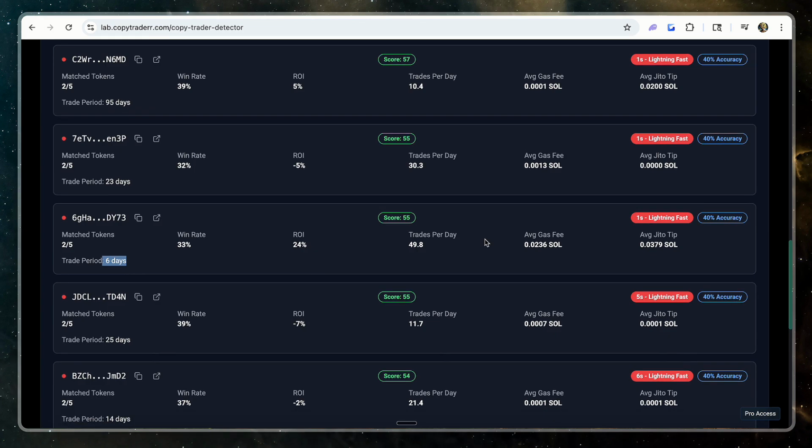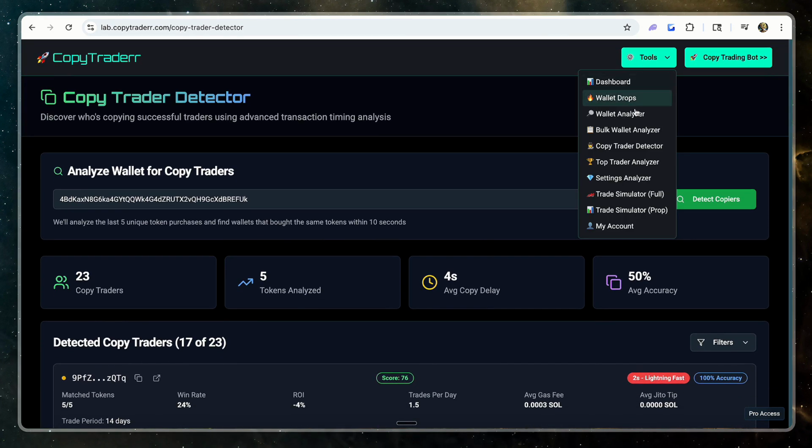So that's the CopyTrader detector. It's a fantastic tool, one of the many tools we have here at copytrader.com.